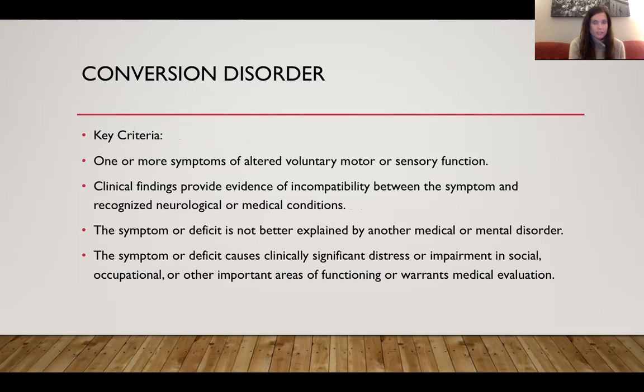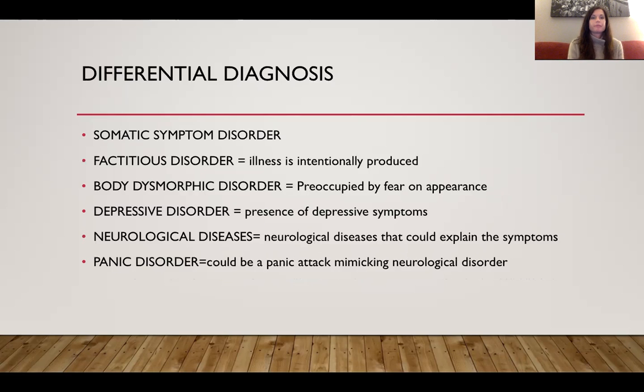So in conversion disorder, the key criteria are one or more symptoms of altered voluntary motor or sensory function. Clinical findings provide evidence of incompatibility between the symptom and recognized neurological or medical conditions, and the symptom or deficit is not better explained by another medical or mental disorder. And the symptom or deficit causes clinically significant distress or impairment in social, occupational, or other important areas of functioning, or warrants medical evaluation. So again, for differential diagnosis, you're going to want to look for somatic symptom disorder and factitious disorder. The difference between conversion disorder and factitious disorder is that in factitious disorder, the illness is intentionally produced. In conversion disorder, the person truly cannot function or believes they cannot function, whereas in factitious disorder, there is an intent to deceive.